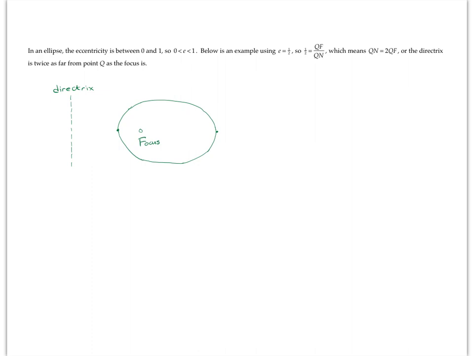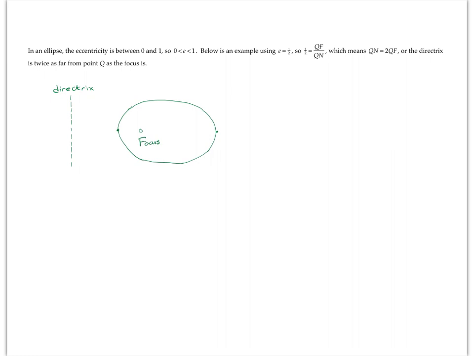Okay, so let's take a look at an ellipse. For an ellipse, the eccentricity is going to be a number between 0 and 1. So again, if I'm using e for eccentricity, that's a value between 0 and 1. For purposes of explaining how this works, I'm going to let the eccentricity be a half. And remember, eccentricity is the distance QF over the distance QN, that ratio. So 1/2 equals QF over QN. If I cross multiply to rearrange this, I end up with QN equal to 2 times QF.